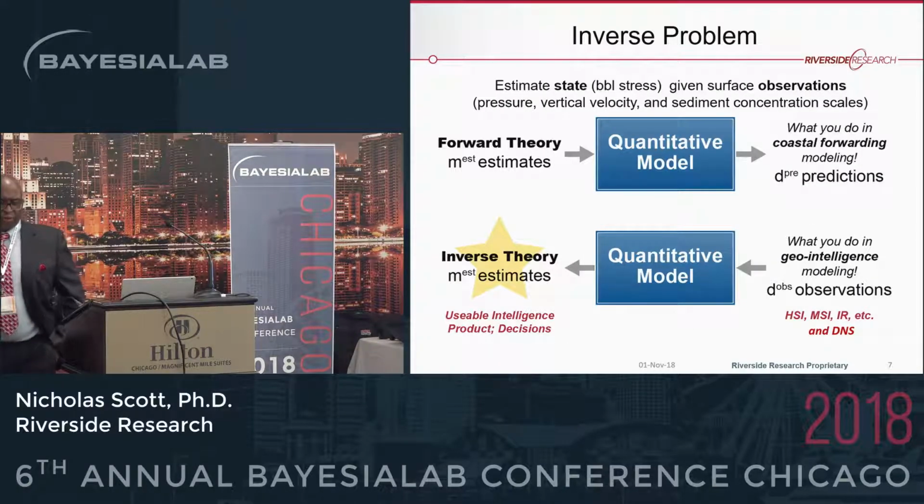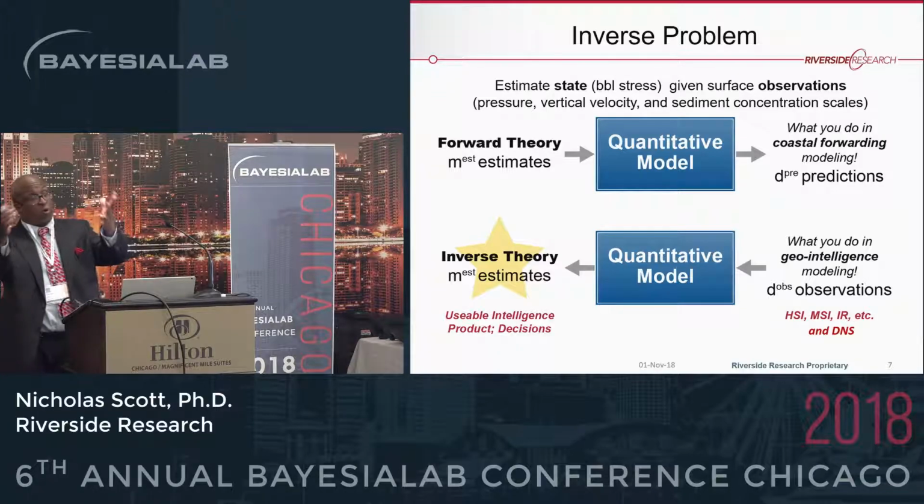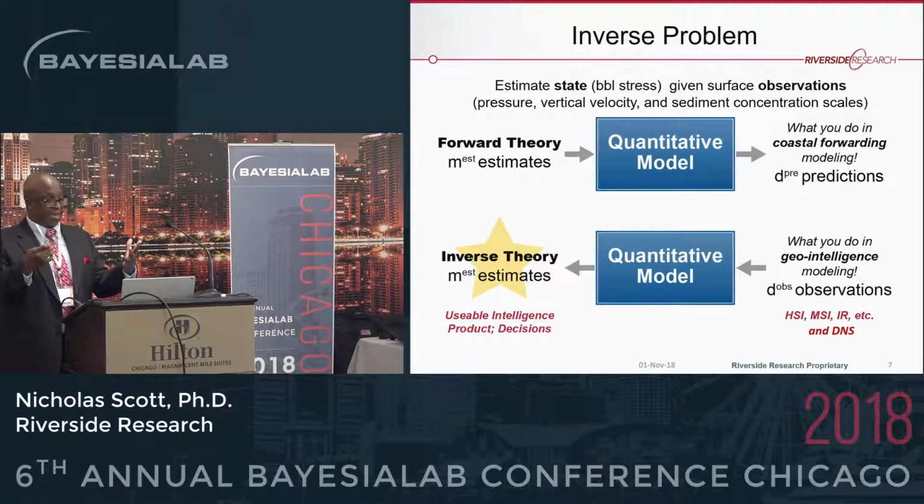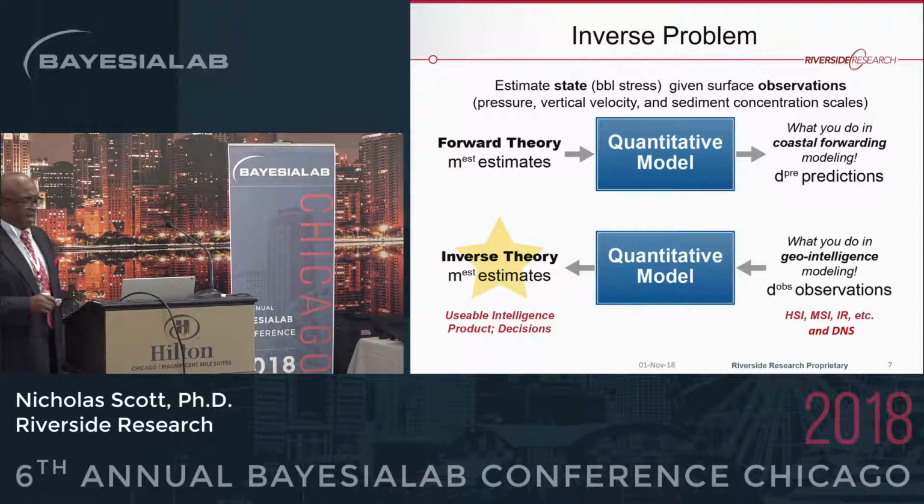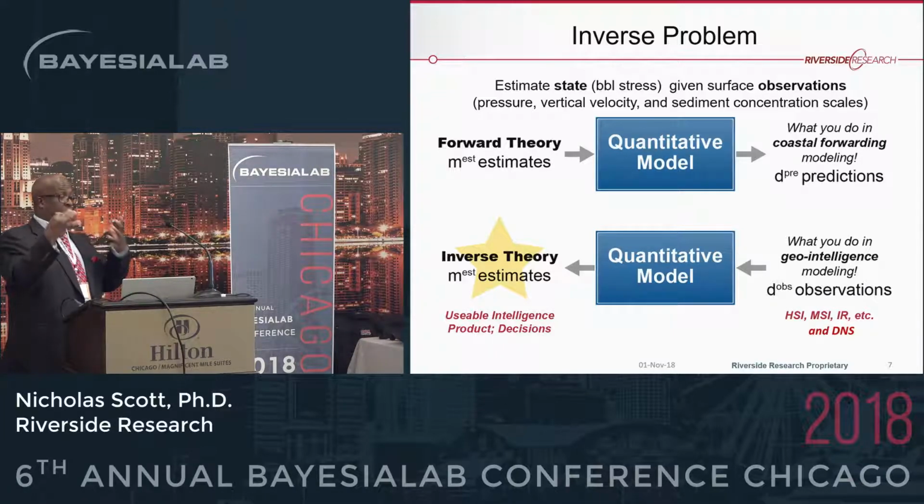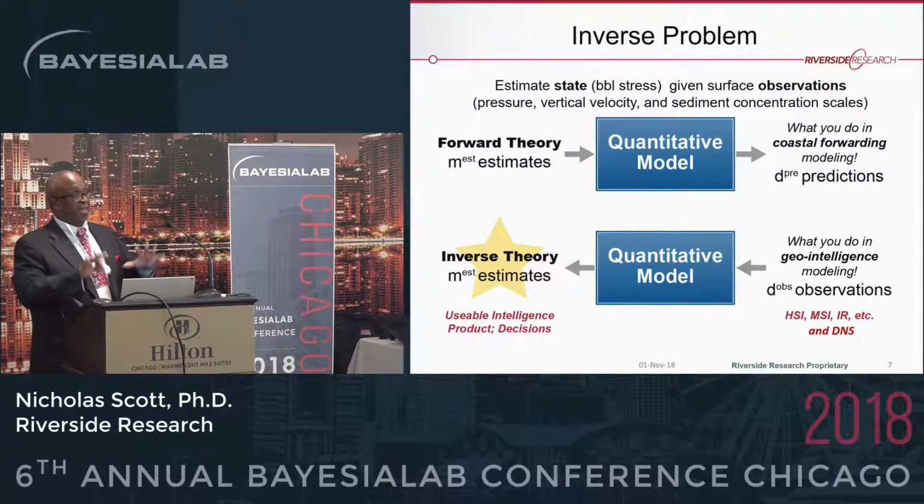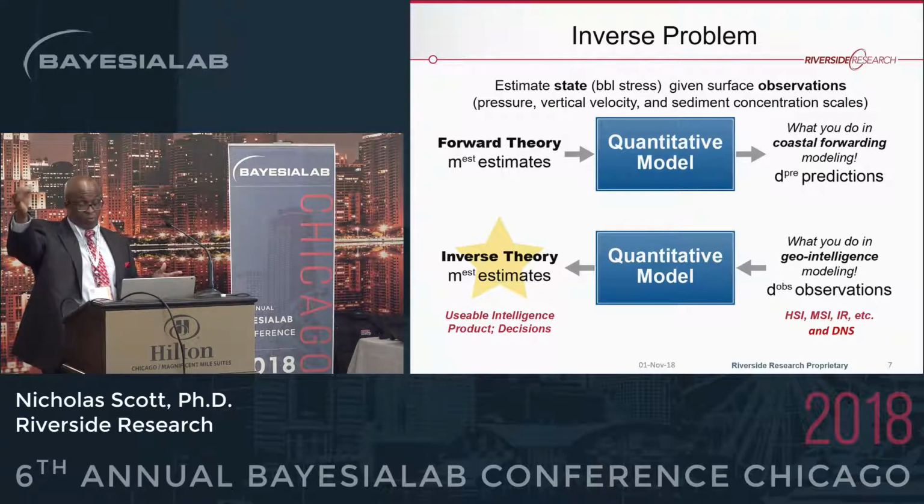This approach is very different from what people in the coastal modeling community actually do. They're usually doing forward modeling, using a forward theory. They're taking initial conditions, taking a quantitative model, maybe numerical, kicking it, and they get predictions. We're going the opposite way. We're taking observations, using a quantitative model, in this case the BBN, and then seeing what sort of estimates and insight it can give us into our problem. Again, HSI, MSI, IR, DNS, whatever the data is on the right-hand side, and see if it could give us any sort of helpful intelligence decisions on the left-hand side.